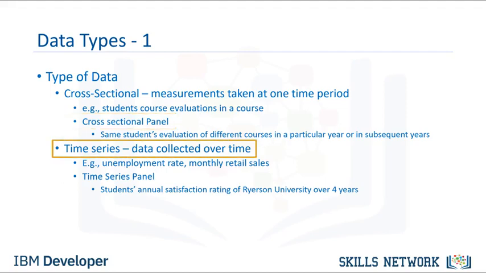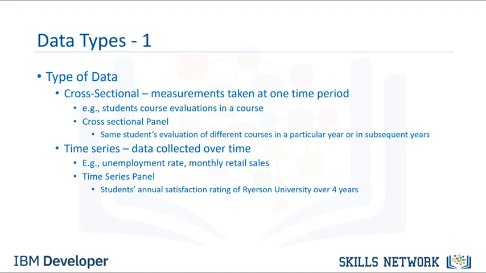The time series data is rather different. You're looking at a particular phenomenon such as unemployment rate, and then you measure it every month and then display that data or analyze that data, which is repeated measurements on the same phenomena over time. So you may have monthly data going back to the 1940s or climate data going back hundreds of years.